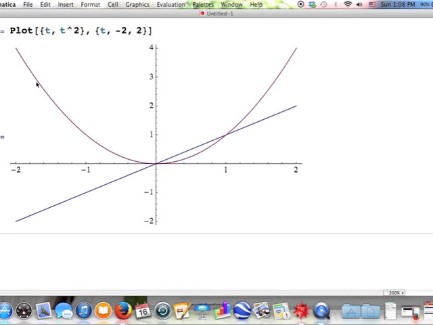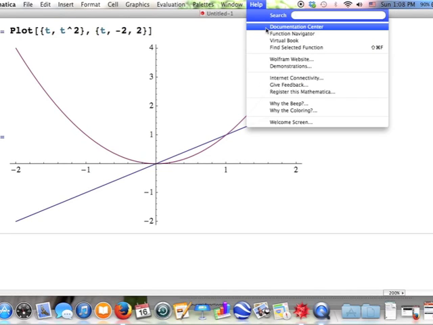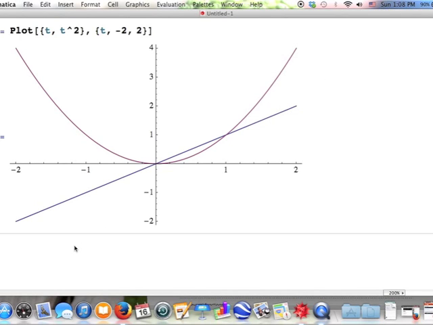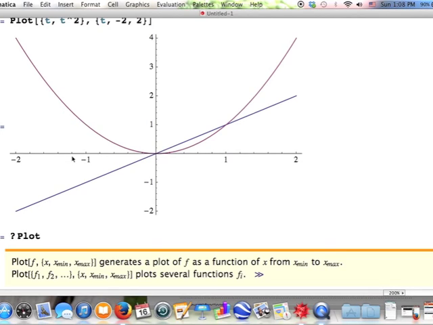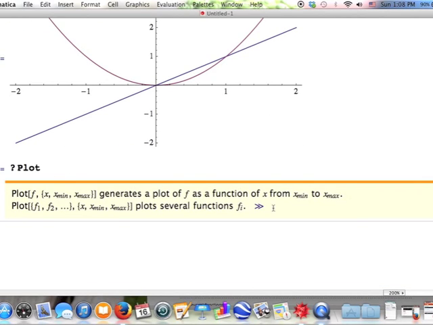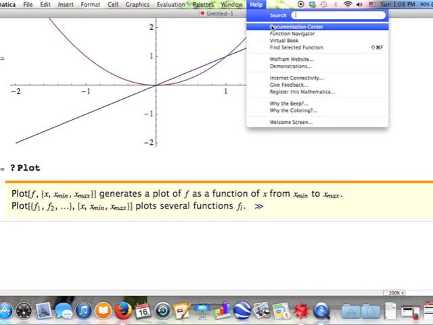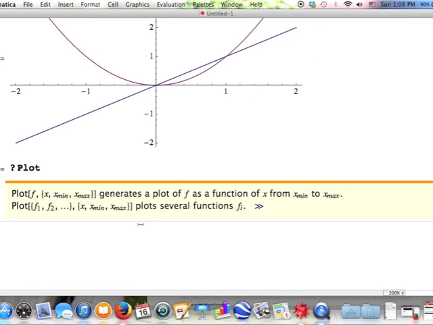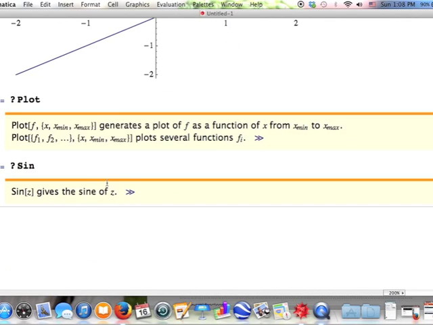If you get tired of going to the documentation all the time and you know exactly what you want, there is the function ?Plot, and if you shift enter that will give you detailed information about plot. Also, hitting this arrow here will take you directly to the page in the documentation center about plot. So just for another example, there it tells me about sine.